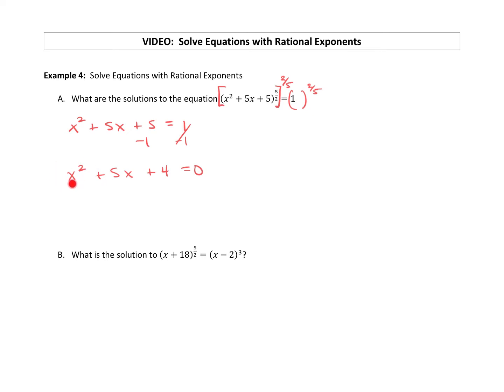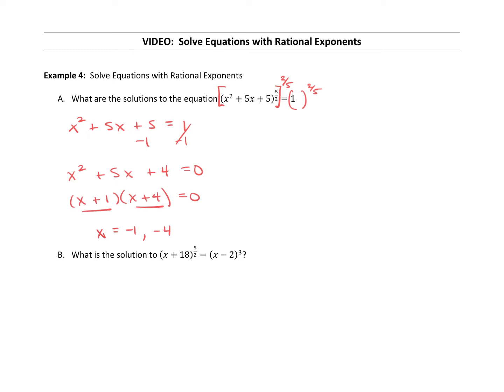When you have just your x squared leading term, go to your c value. Are there factors of 4 that add up to 5? Your factors of 4 are 1 and 4 and 2 and 2. And so 1 and 4 is the factor pair that we want. So x plus 1, x plus 4 equals 0. And then you use your zero product property. You set each factor equal to 0 and solve, and we end up with a -1 and a -4.